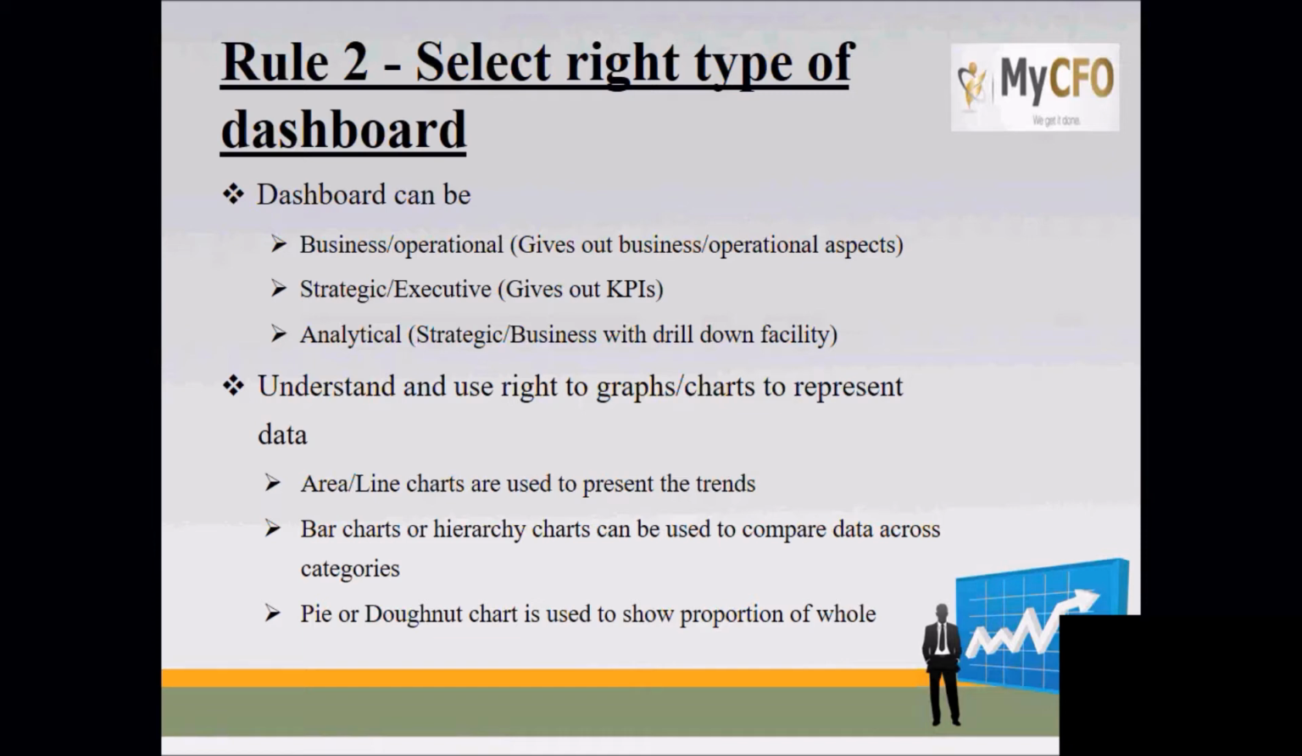Second rule: select the right type of dashboard. There are three common types of dashboard, which are operational or business dashboard, strategic or executive dashboard, and analytical dashboards. Operational dashboards are basically for the operational side of a business. For example, a company with a business having a website needs to ensure that the website remains up and running all the time. So their dashboard will include monitoring server uptime and utilization.